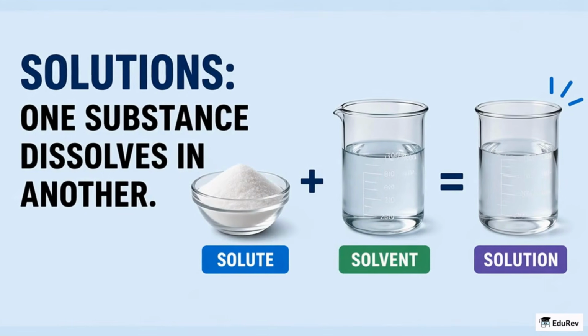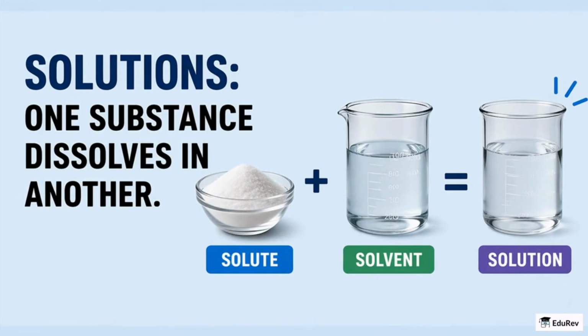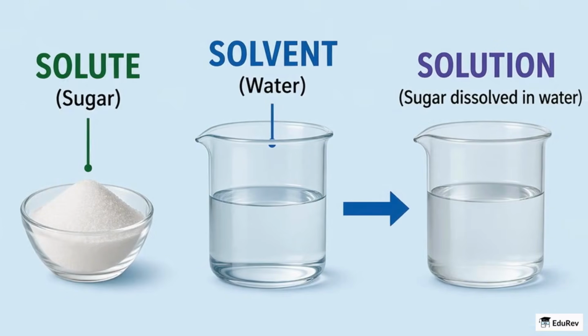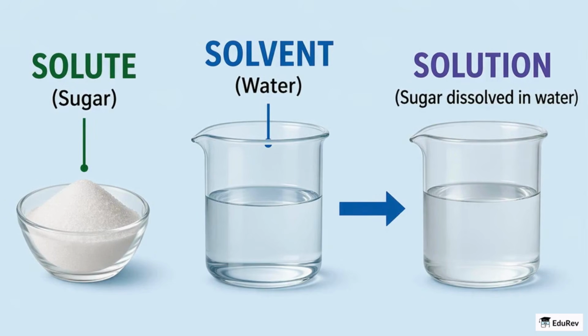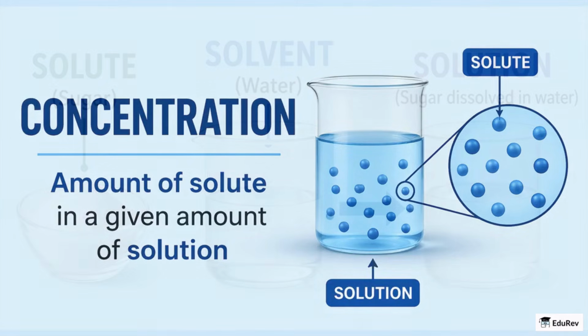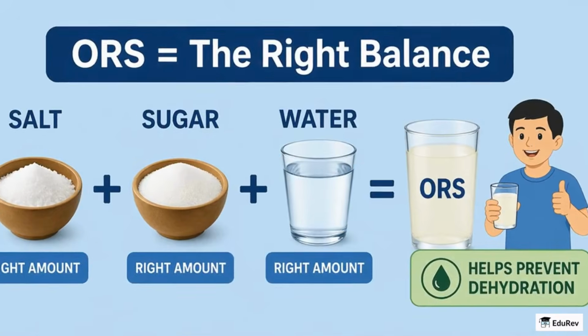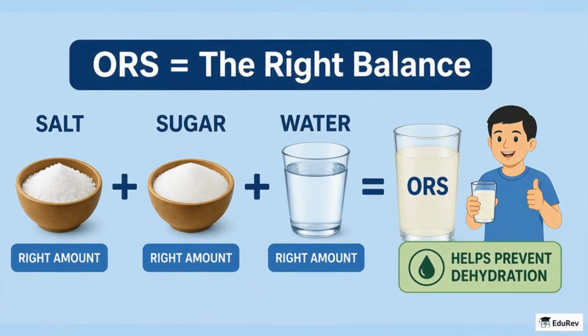Now let's look closer at solutions, where one substance dissolves in another. The dissolved substance is called the solute, and the dissolving liquid is the solvent. For example, sugar and water. The amount of solute in a given amount of solution is called concentration. And getting it right can be very important. For example, ORS must have precise amounts of salt and sugar in water to safely help someone who is dehydrated.